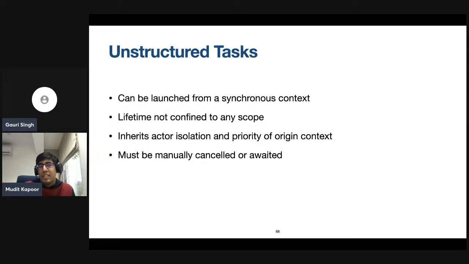So the lifetime of the unstructured task is not limited to any scope. All the examples that we had seen, the async let and the task group, are all limited to some scope or the other. But an unstructured task is not confined. You can create the task, you can store its handle somewhere, and at some later point of time, you can get the value or you can cancel it, whatever you need. And unstructured tasks inherit the actor isolation and priority of the calling context. So if you're running on a background priority thread and you create an unstructured task, the priority will also be background. And you need to manually cancel or await.